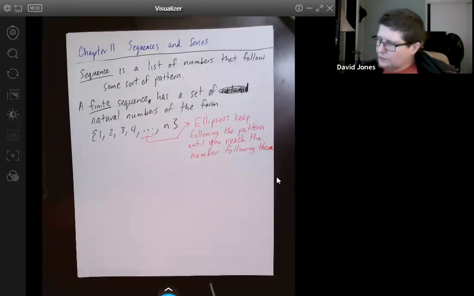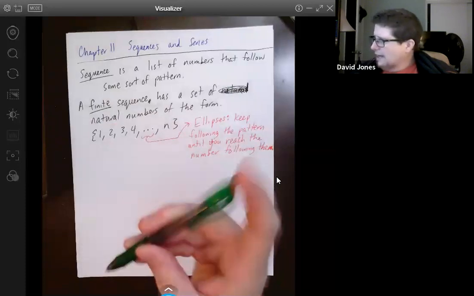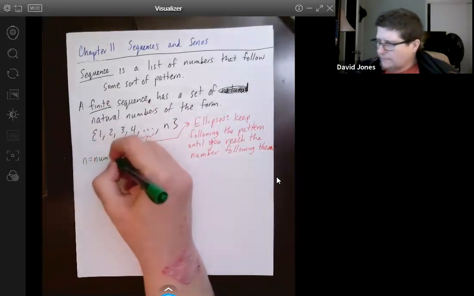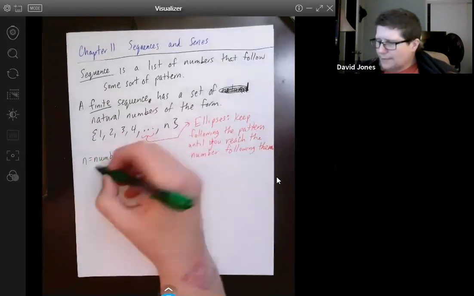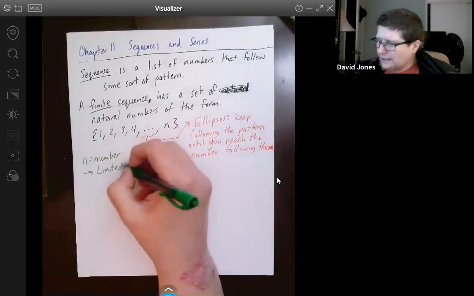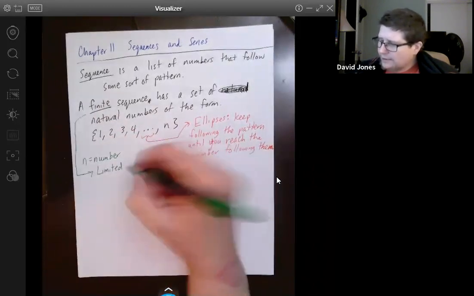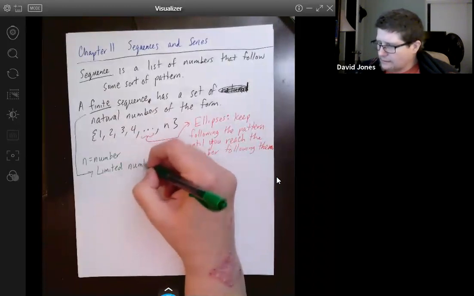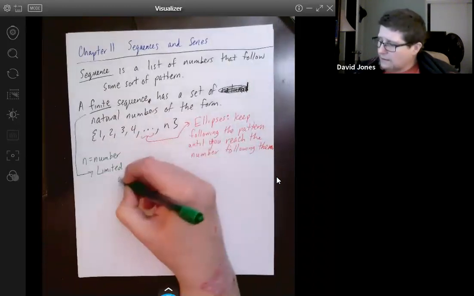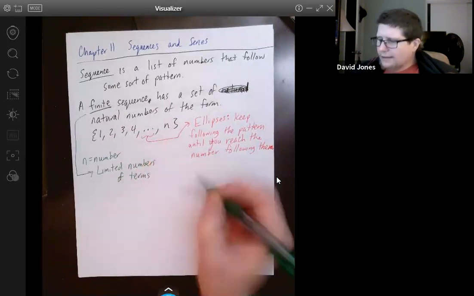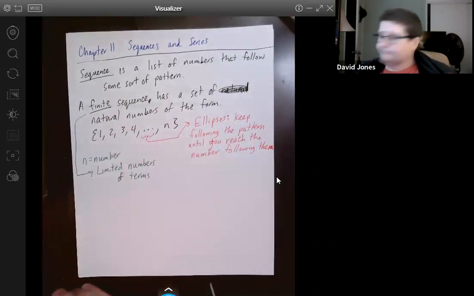And here I use n. N is just a number. And that would make this a limited number of terms. A finite sequence ends up being a limited number of terms, where each entry is a term.